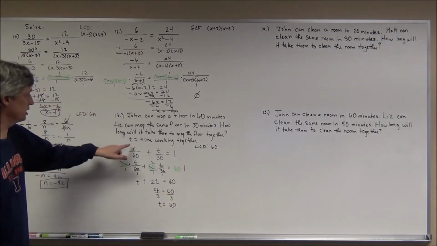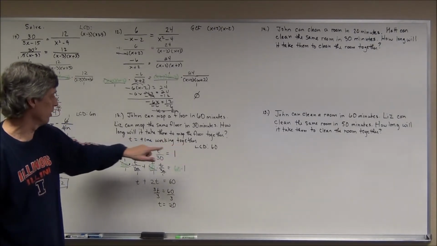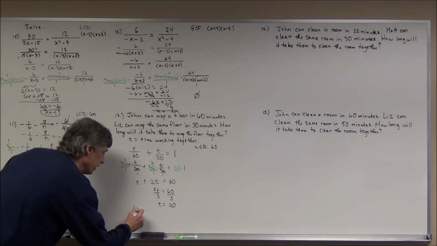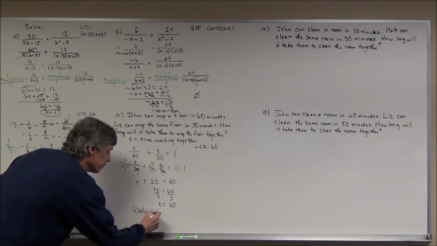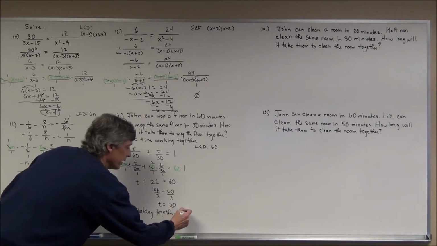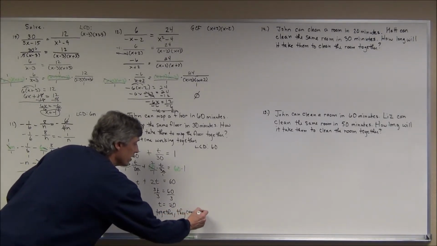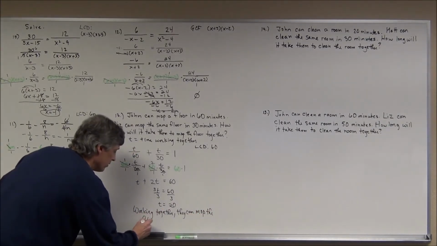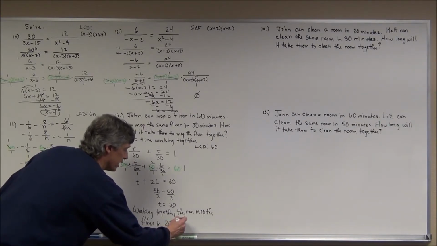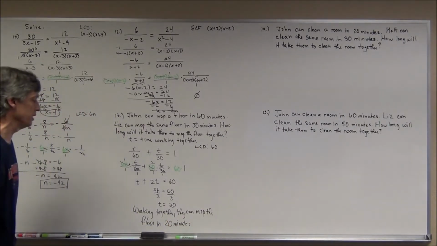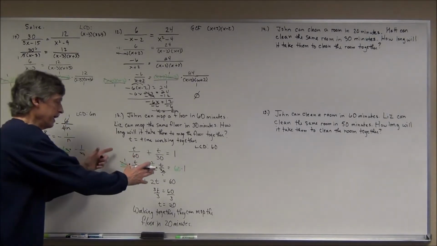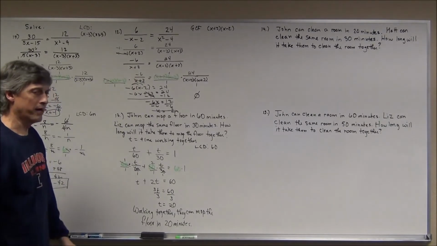Now remember, what was t representing? The time working together. How long will it take them to mop the floor together? So, working together they can mop the floor in 20 minutes. Don't forget your units. This is in minutes, not in hours or seconds, not in feet or inches, not in dollars. Make sure of your units. Now, if you understand this problem, the next three problems are practically the same thing.